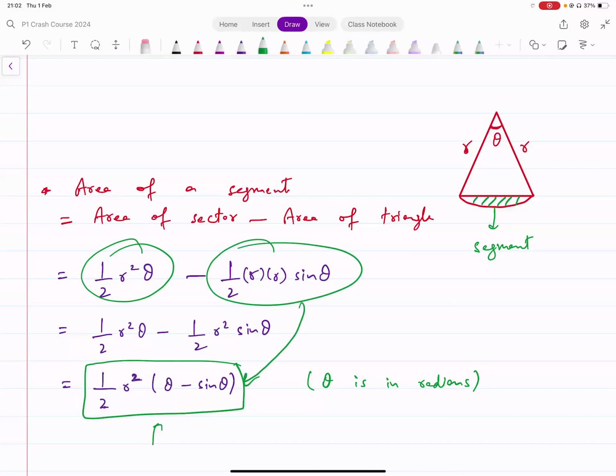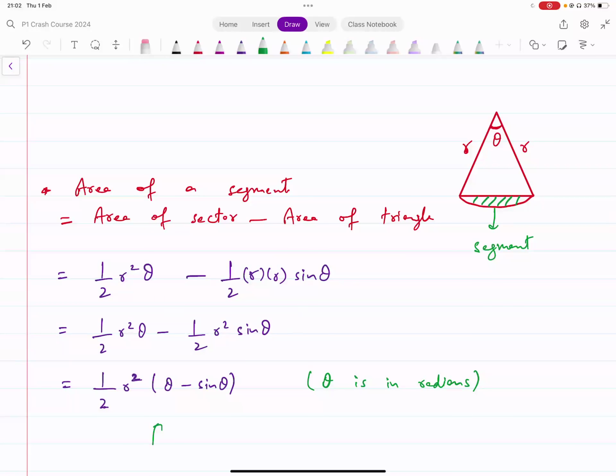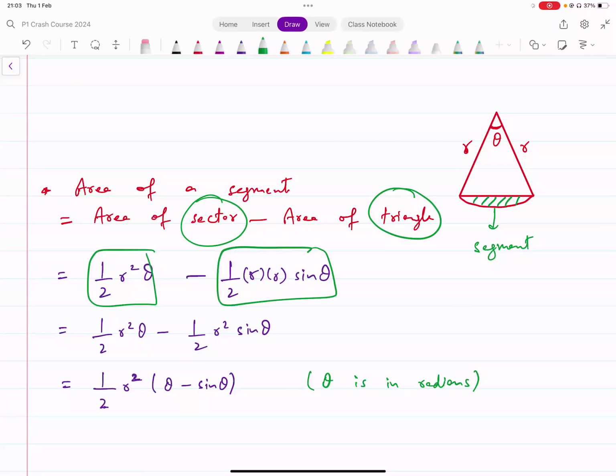That simplifies to this. You can do it separately like this, or if you remember this formula, half r square into theta minus sine theta, you can also use this directly if you want. Okay, but it's not necessary for you to remember this. If you just understand that the segment can be calculated like this, that you subtract the area of the triangle from the area of the sector, that's also enough. Okay, so area of sector minus area of triangle. That's what we talked about.